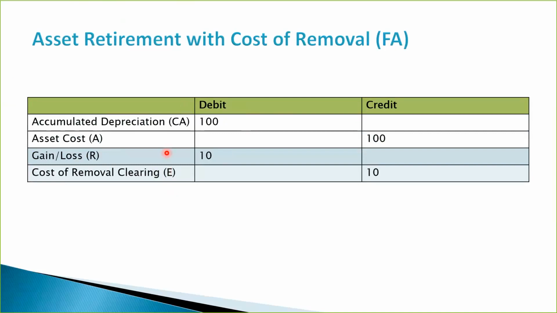How will FA know the cost of removal clearing account? Remember, we entered this for our natural accounts under the book controls. So we had a cost of removal clearing account that we specified there. Of course, we specified just the natural account segment.